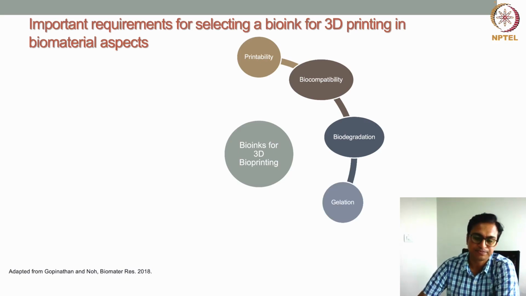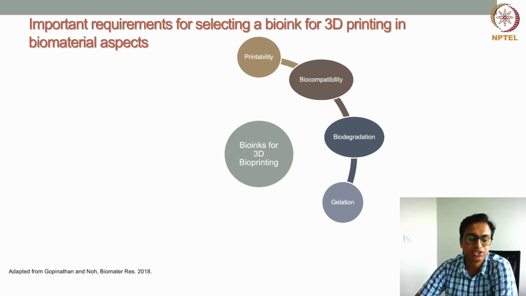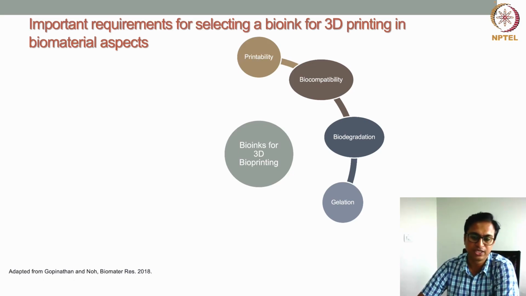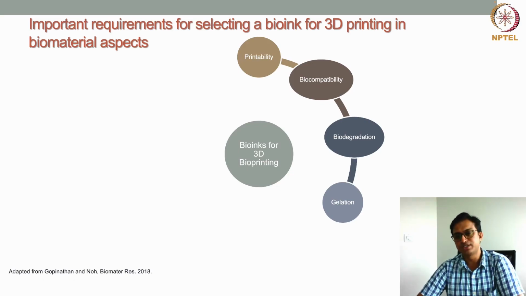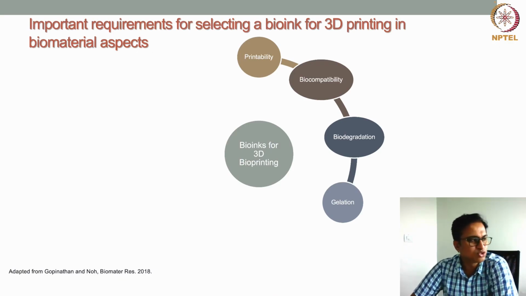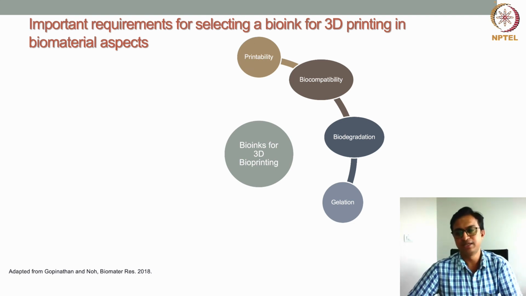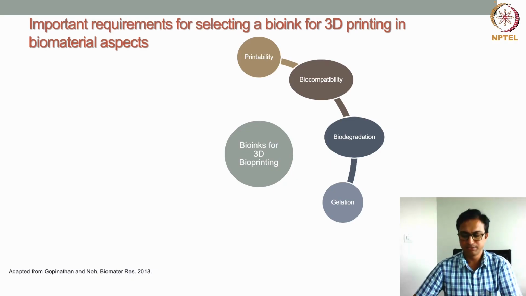Then the other thing is, as the material comes out of the nozzle, the gelation should start, or the solidification of the material. Solidifying of the material is very important. So that is another important requirement. The material should be able to gel by any of these means, either physical, chemical, or photo. So gelation is another important criterion.